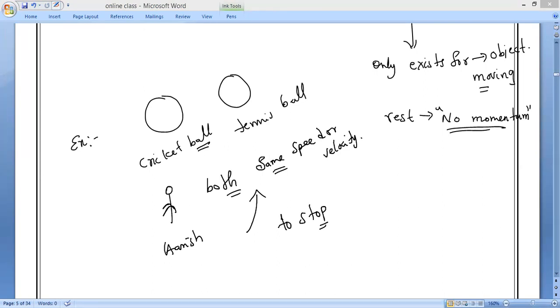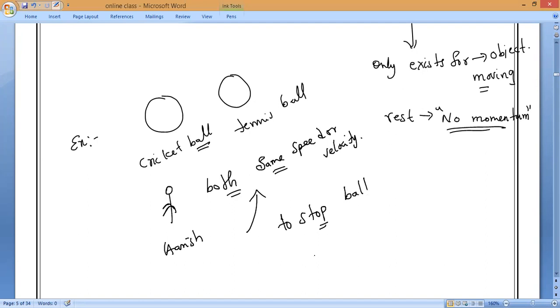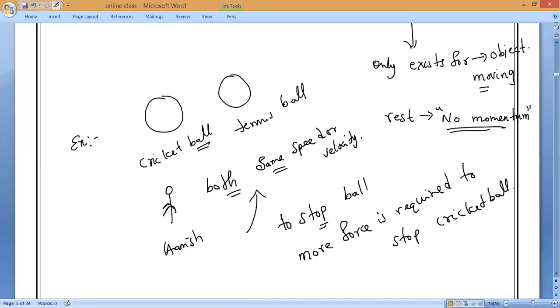Very good. That is what you have to remember. So, if I throw a tennis ball and a cricket ball with the same speed or velocity, we can easily find that more force is required to stop the cricket ball. To stop the balls, more force is required for which ball? The cricket ball.